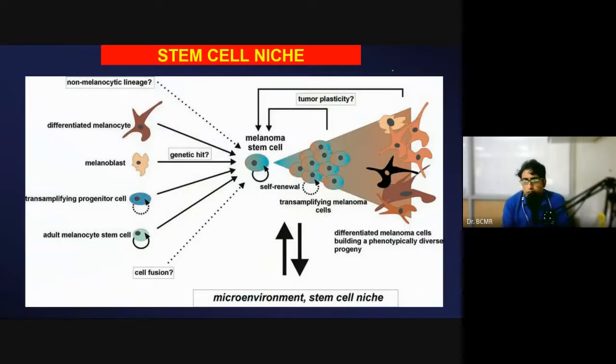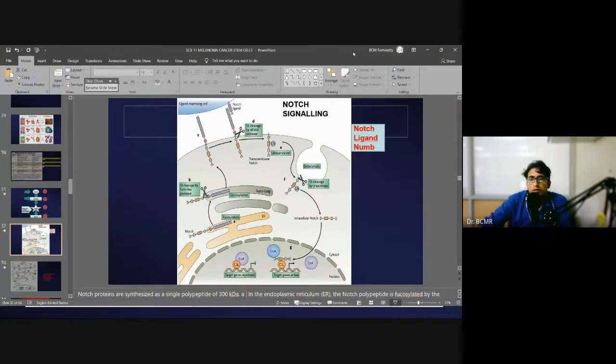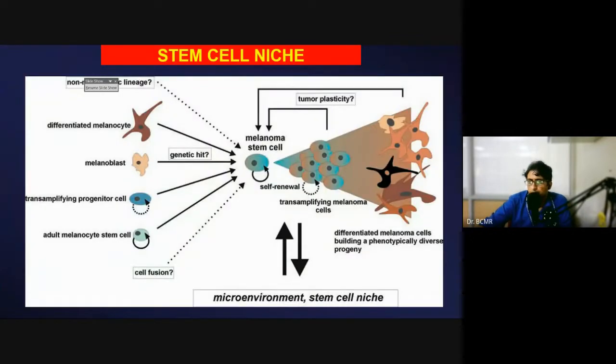So we have discussed many things, and I just want to go through a few of those. Sorry, the stem cell niche a little bit, and then we can stop. It is about melanoma stem cell, and what is the genetic hit, where is the mutation happening.